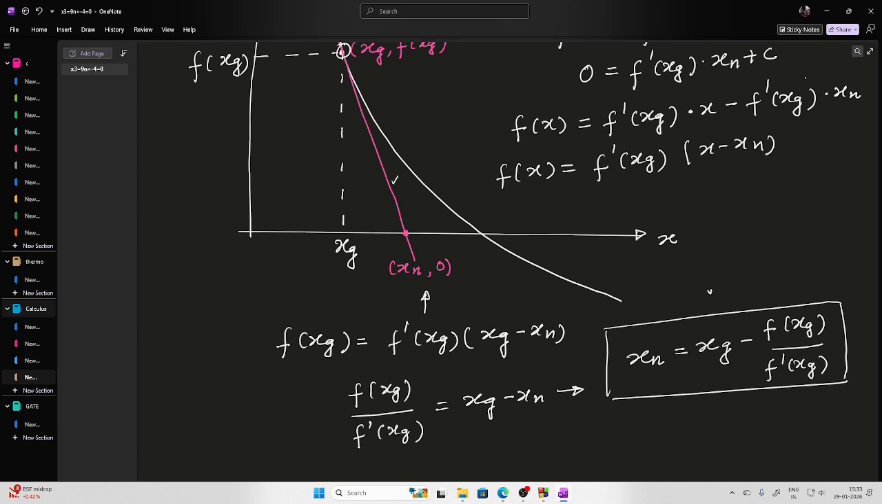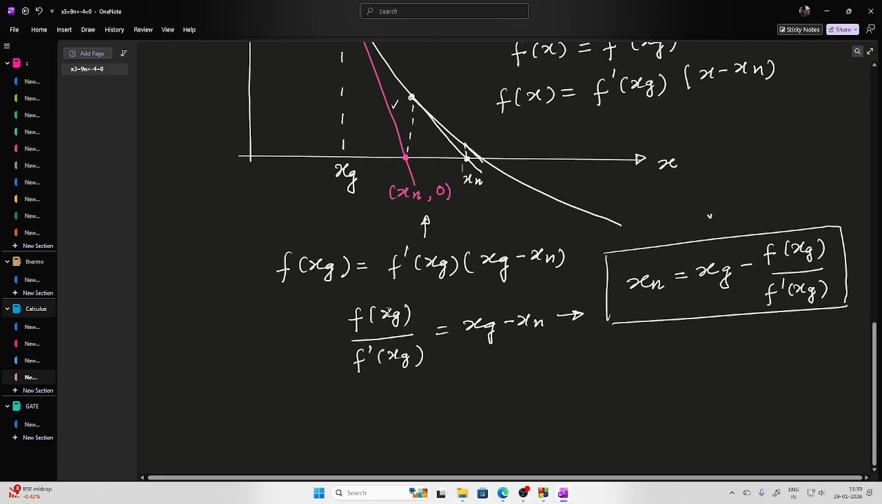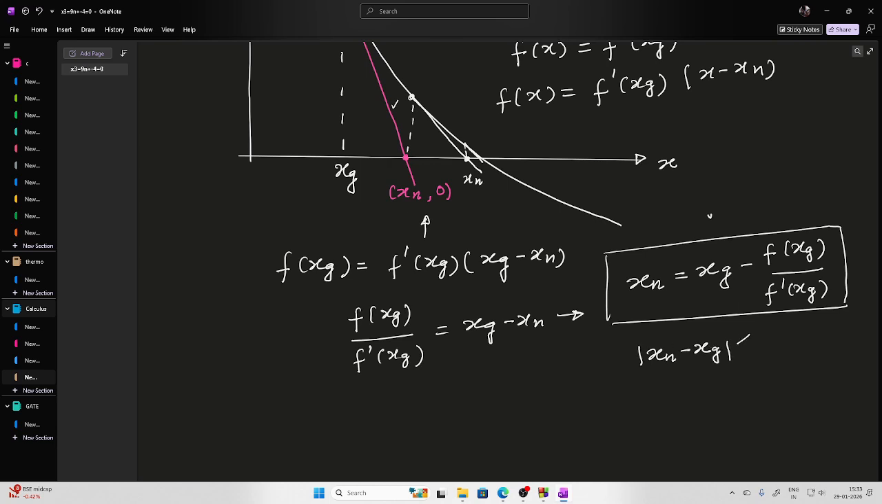Now what will you do? Consider this as the new guess value, then again move to the curve and draw a tangent. Then this will be the new value for this iteration and the guess value for the next iteration. Again move up, draw a tangent, and in this way you will get your answer. And what is the converging criteria? The converging criteria is how close this new value is to the guess value. If the absolute difference is less than some epsilon, which can be 10 to the power minus 4 or minus 5, depending on your choice, you will get your answer.